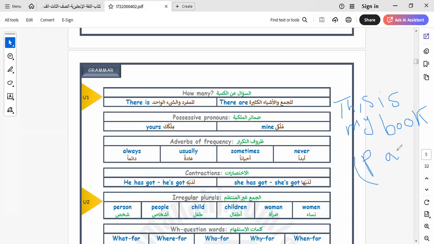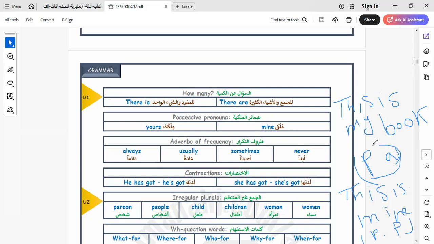When I talk about a possessive pronoun, what do I say? This is mine. When I say this is mine, this is called a possessive pronoun. This is the difference between possessive adjective and possessive pronoun.